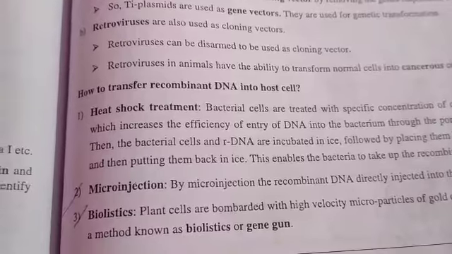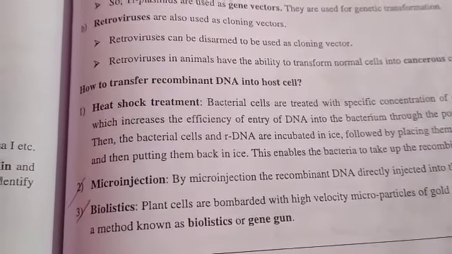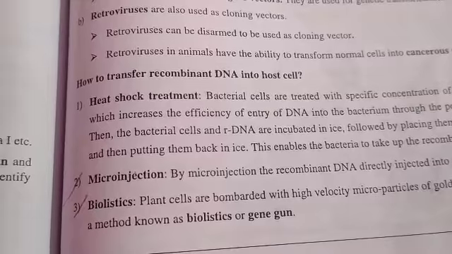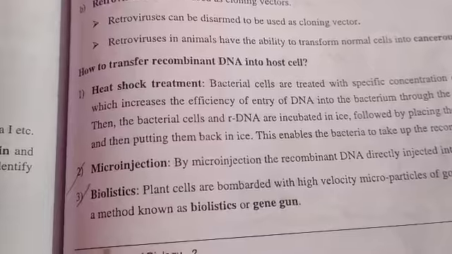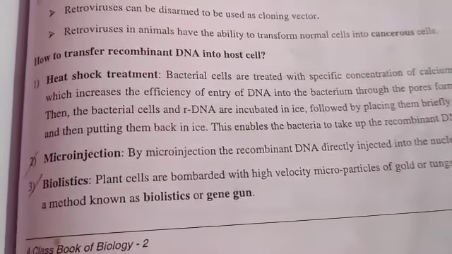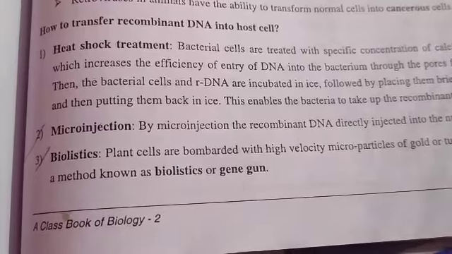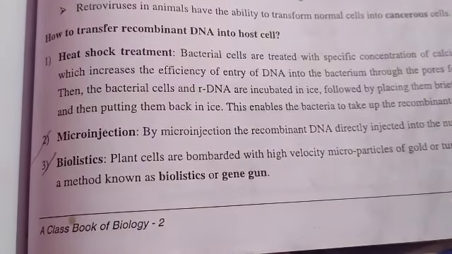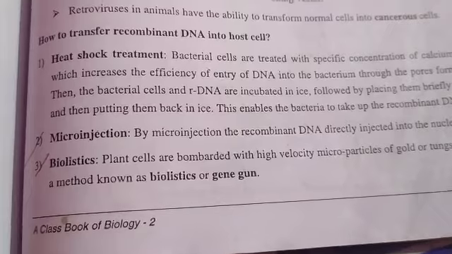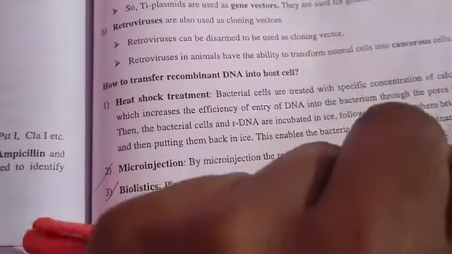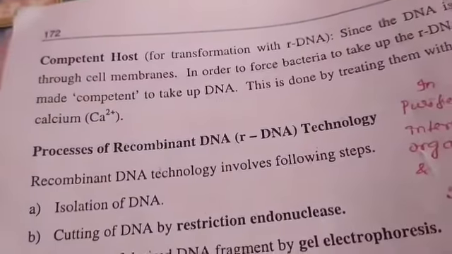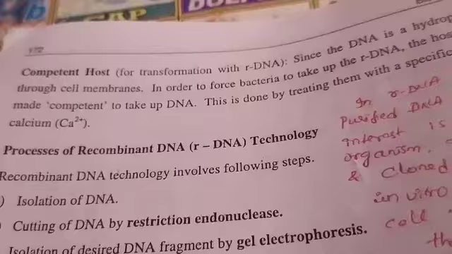Next, how to transform recombinant DNA into a host cell. There are three methods. Heat shock treatment, where by heating we can transfer. Microinjection, by injecting. And another one is biolistics, also called the gene gun. Or competent cells with heat for transferring the rDNA.